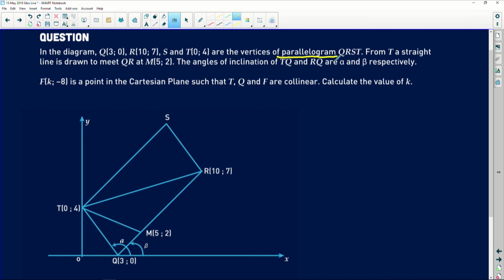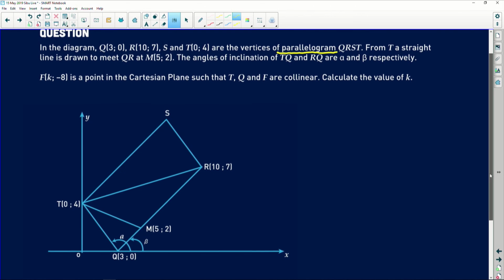From T, a straight line is drawn to meet QR. You can see there from T, there's a straight line that meets QR passing at point M. I hope you guys can see that. Where M is (0.5;2). The angle of inclination of TQ is alpha. The angle of inclination of RQ is beta. They are written there. Very nice to see them.